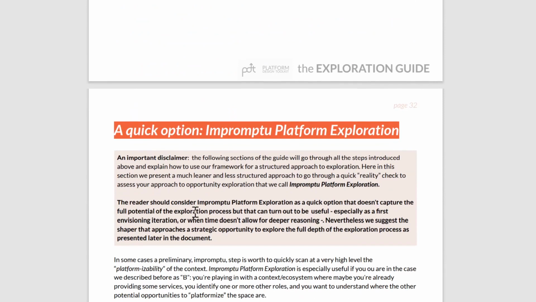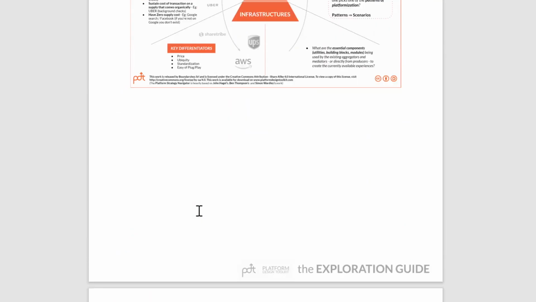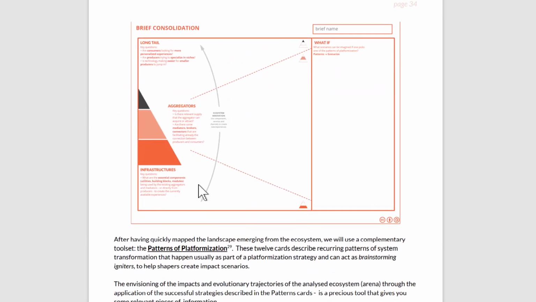The impromptu approach is quick, and you can use it by leveraging the brief consolidation canvas that you will find in the package of the downloads. It's something that we use, for example, when we do quick sprints or masterclasses, to really understand and position yourself in the context and see: am I understanding right that there is an opportunity for platformization?